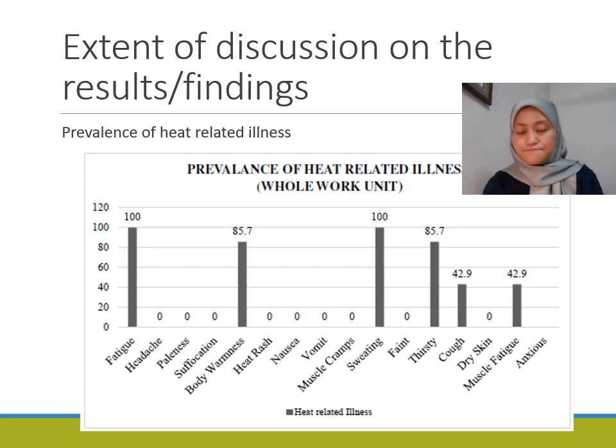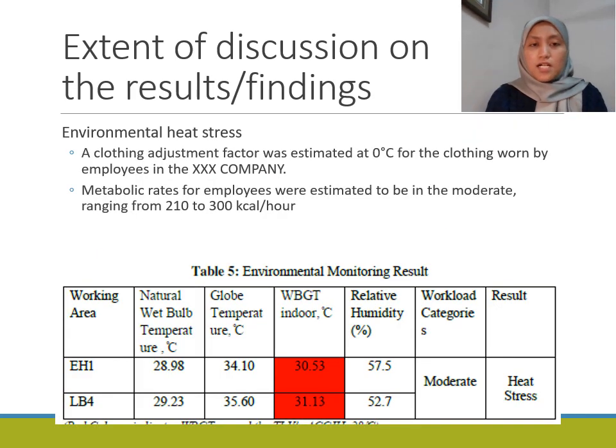muscle fatigue. Okay. For the environmental heat stress, the clothing adjustment factor is estimated at 7 degrees Celsius for the clothing worn by employees. And then the metabolic rate is moderate, ranging from 210 to 300 kilocalories per hour. So this is the result of it.